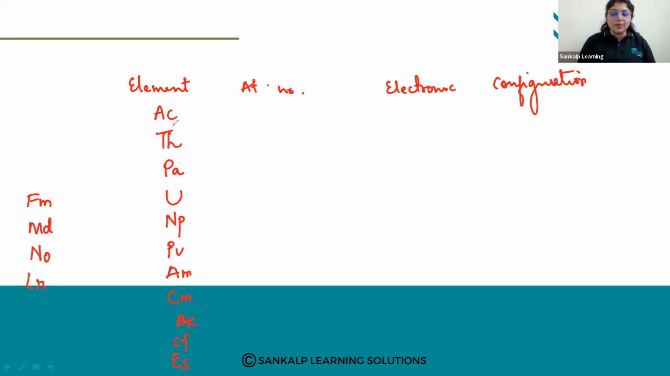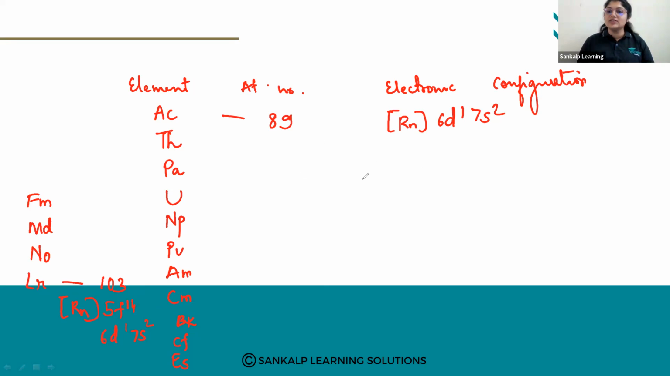What is the atomic number? It starts from actinium, and the last element of the actinoid series is lawrencium. It starts from atomic number 89 and ends with atomic number 103. The electronic configuration starts from radon, and for 103 it is radon 5f14, 6d1 and 7s2. So this is the electronic configuration.